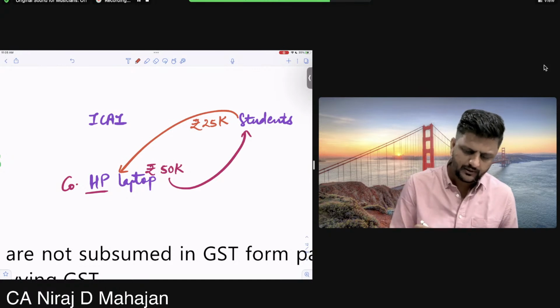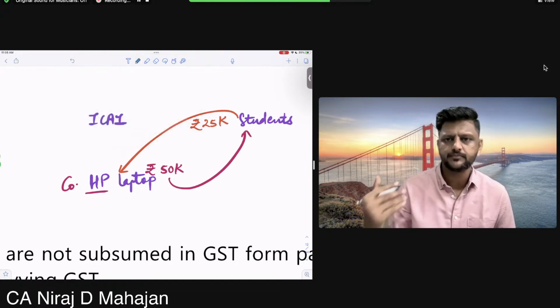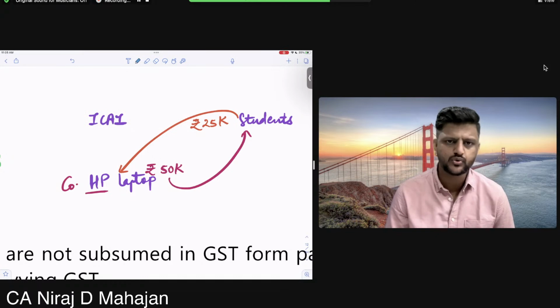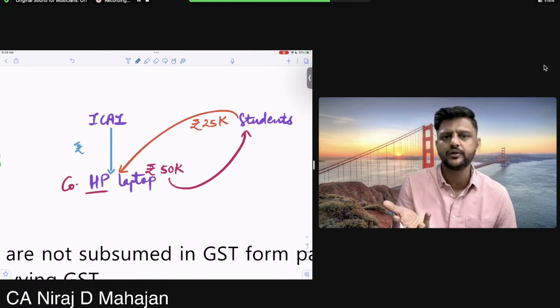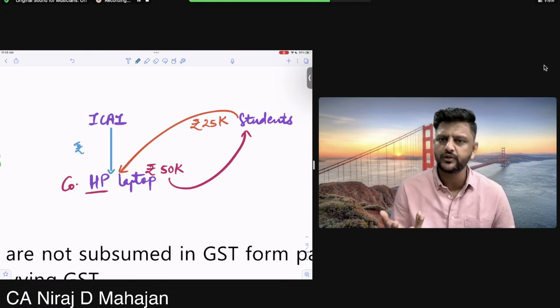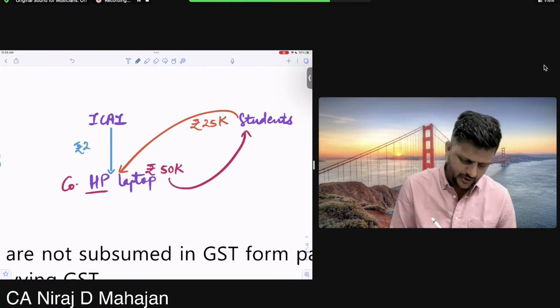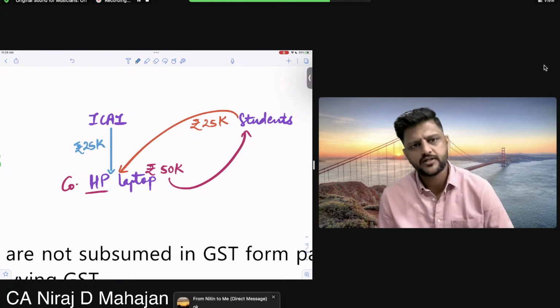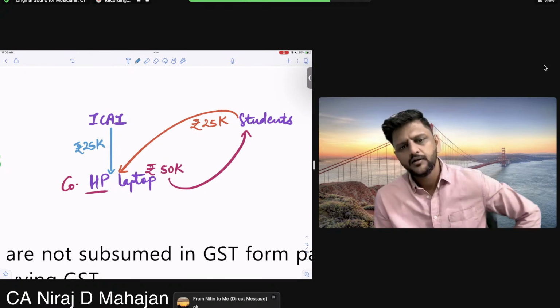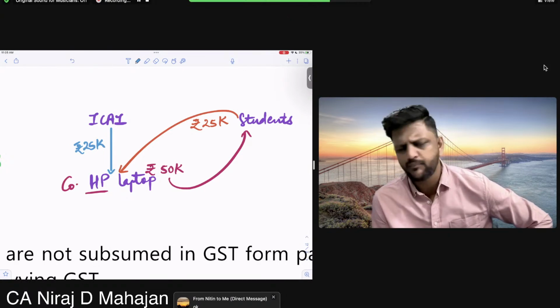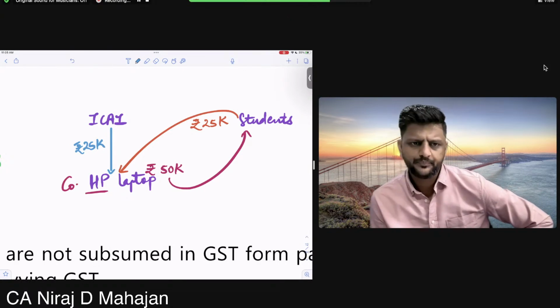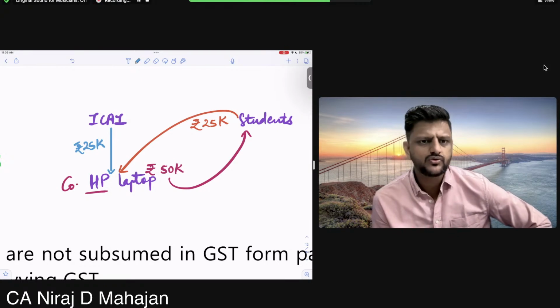So the supply is to students and the money is also being recovered from students. But ICAI also in this example is going to sponsor. This is subsidy only, no? So ICAI to students is subsidy only. Are you getting my point or no? It's 25,000. Now the company is not selling laptops to ICAI, but here they are giving subsidy to the students. But now the subsidy is by government scheme? No. What is the value of supply? 25,000 or 50,000?